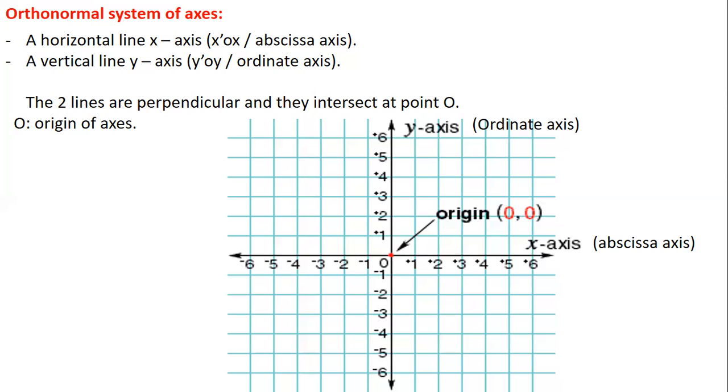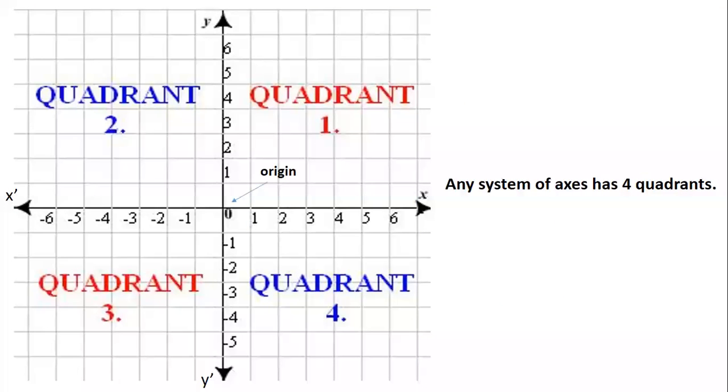What is the origin? Can you tell me, Sarah, what is the origin? Where the two lines intersect. Yes. And they are perpendicular to each other. Can you tell me what do we mean by origin 0, 0, Sarah? What are 0 and 0? Abscissa and ordinate. Yes, so the origin has abscissa 0 and ordinate 0. Thank you, Sarah.